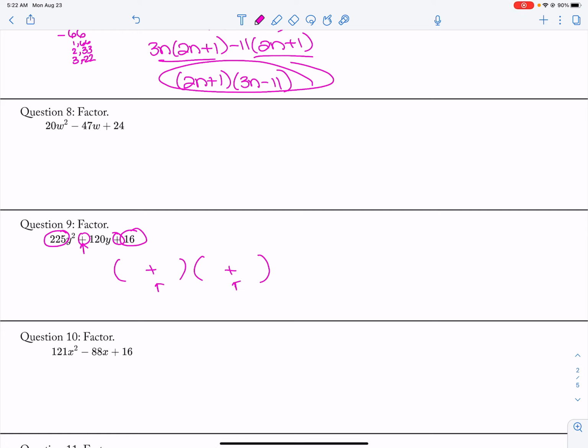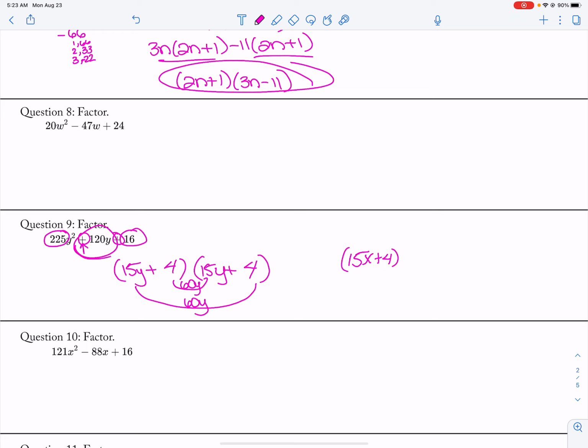Okay, so my perfect square for 225 is 15, and that's a y. And then my perfect square for 16 is 4. Then, to see if it's actually right, I would check the insides here. And what you get is 60y and 60y, which is the same thing as 120y. So this is 15x plus 4, the quantity squared. So it is a perfect square.